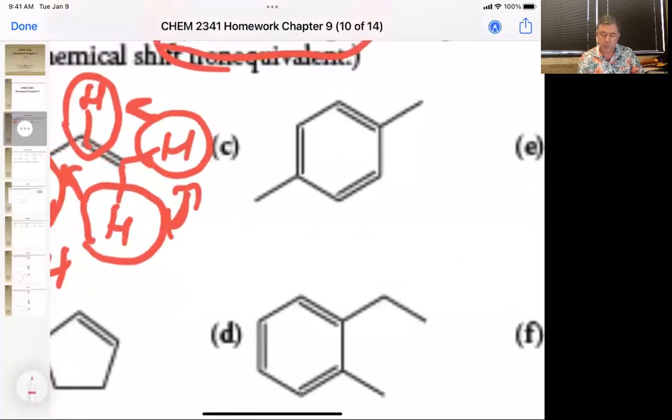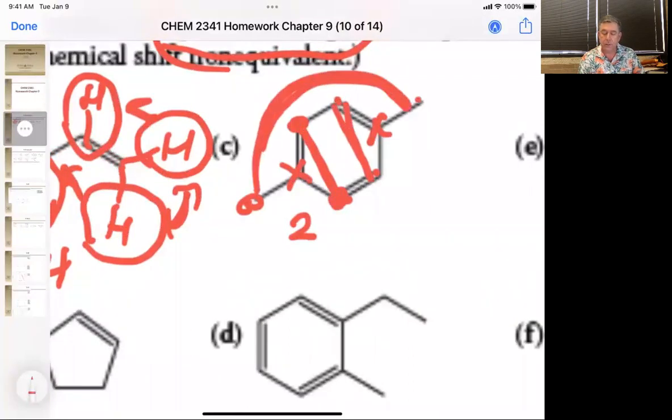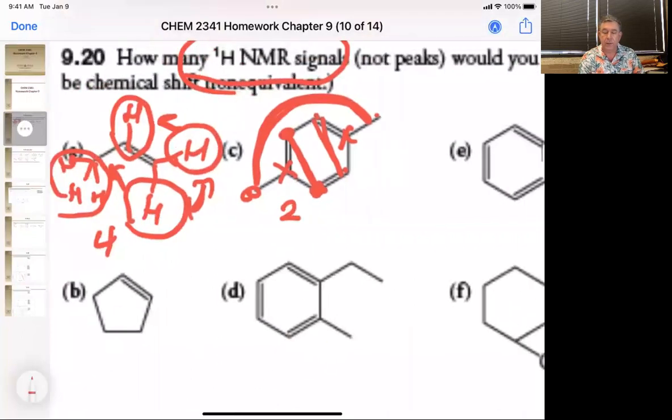All right, let's look at this one. We have a proton here. We don't have a proton there. We have a proton here, but then we have symmetry. These are symmetrical, so I think we're going to have two peaks. We're going to see only two peaks because we don't have protons on either of those. This is equivalent to that, and these are equivalent to those. So we're going to have two peaks for that one.